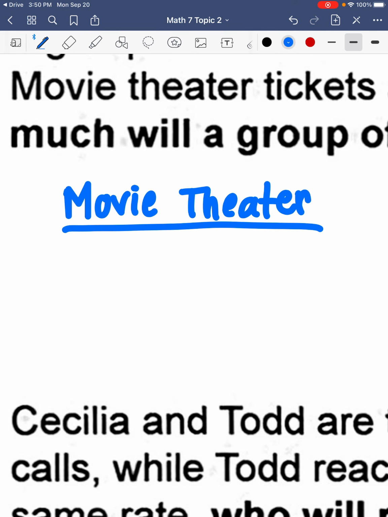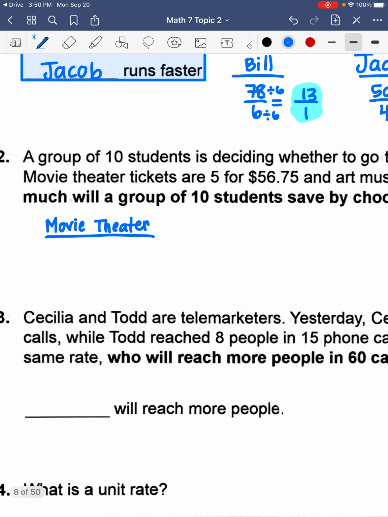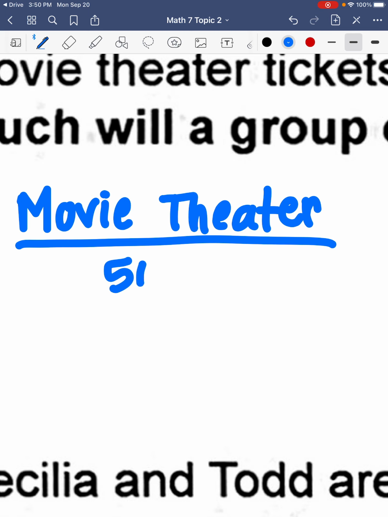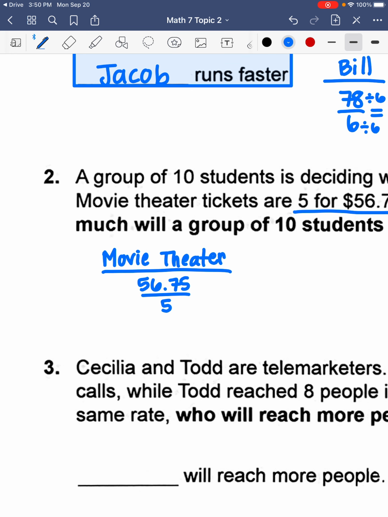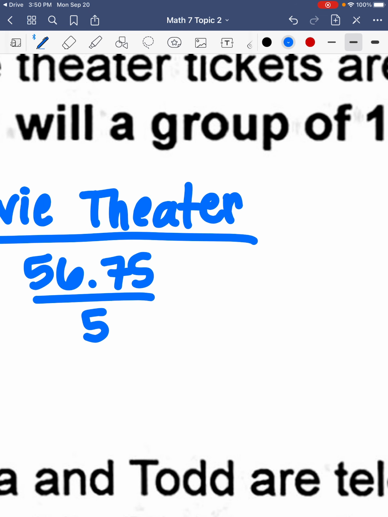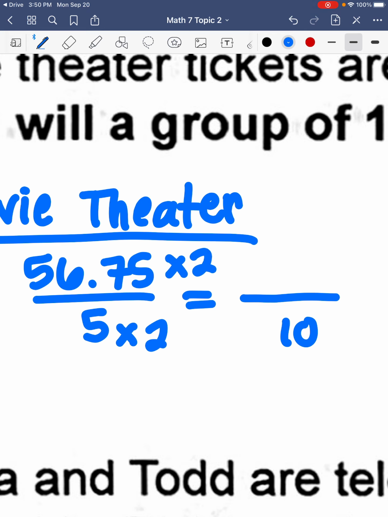And it appears at the movie theater they can get a deal. 5 tickets for $56.75. So $56.75 over 5 is our rate. But we know that we have a group of 10 students attending, right? So I want to know, how much would they pay for 10 students? So I'm going to ask myself, how do I go from 5 to 10? Well, I'm going to multiply times 2. And if I do that on the bottom, I have to do that on the top as well.